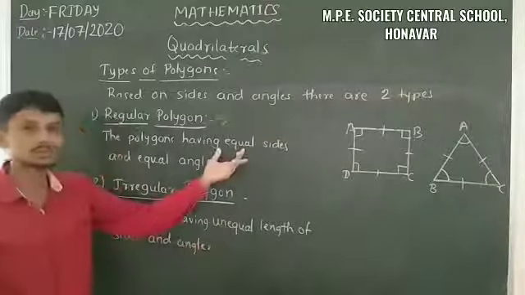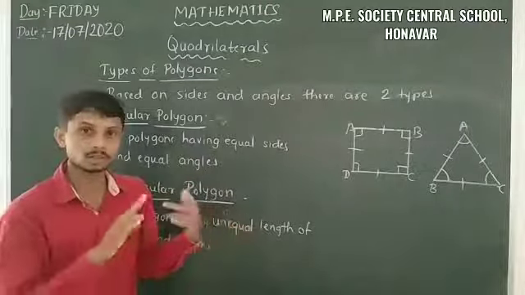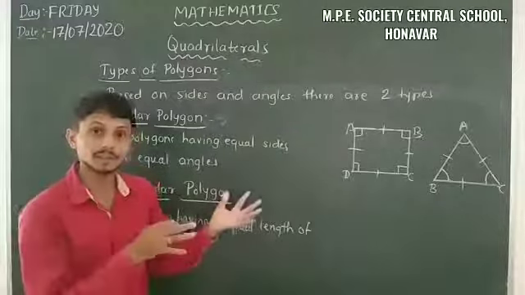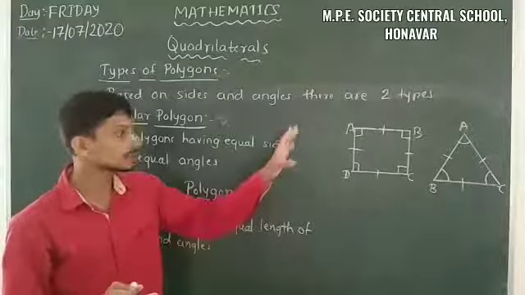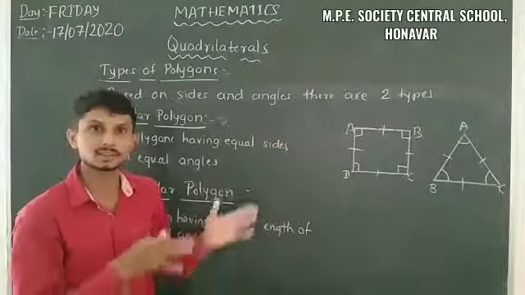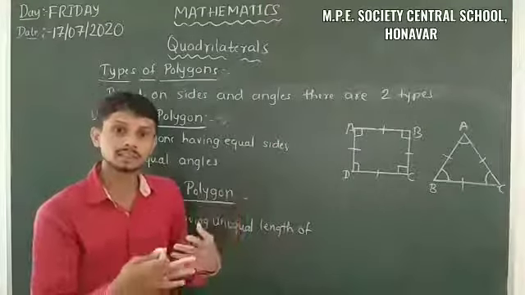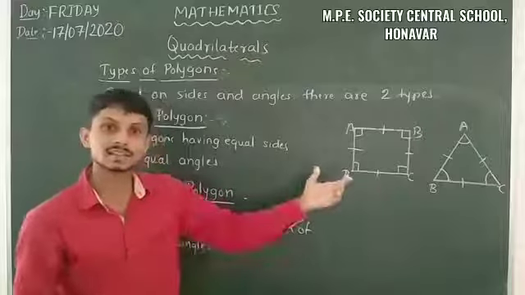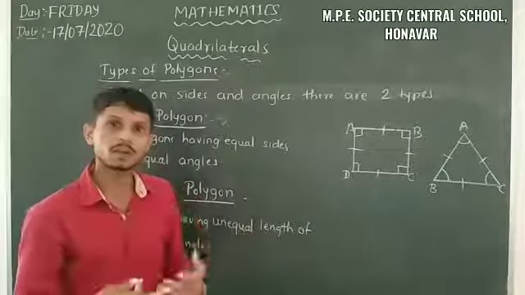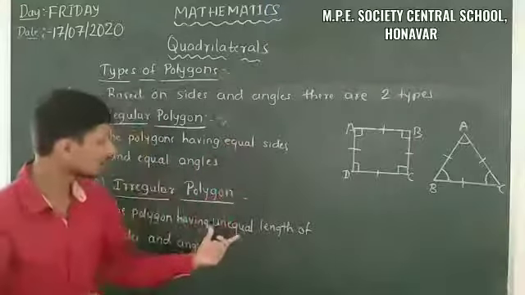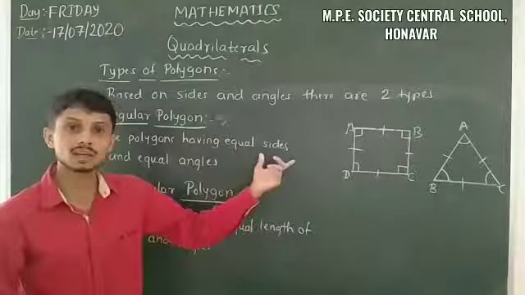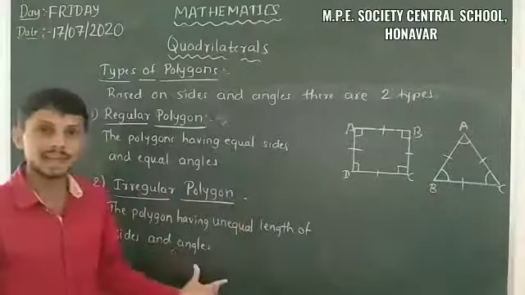Here we express it not as an equal number but as a length, based on how much measurement it has. It may be in centimeters, and angles are measured in degrees. We already know about it. Equal means equal length; unequal means unequal length of sides and angles here.